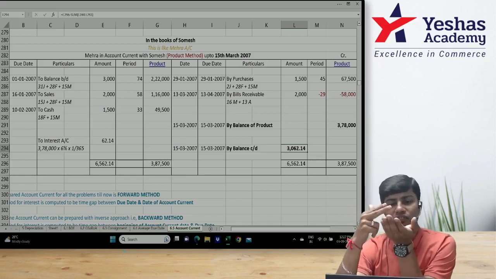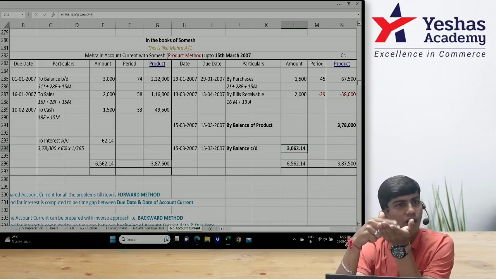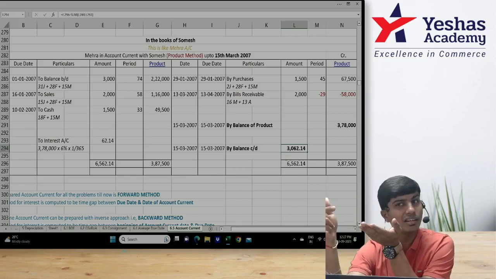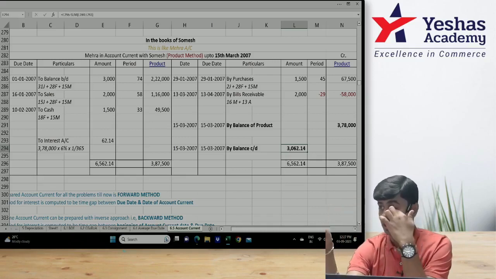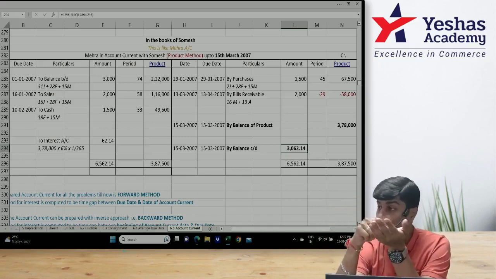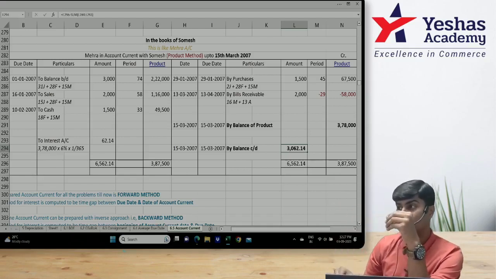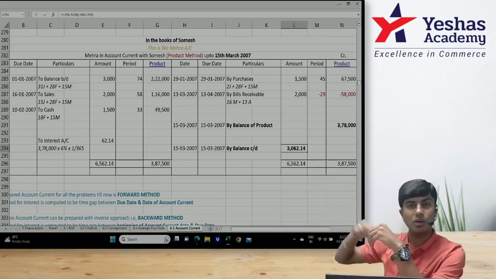What are we doing? We're finding the period from the due date to the date of account current. How are we finding the period? Due date to date of account current.